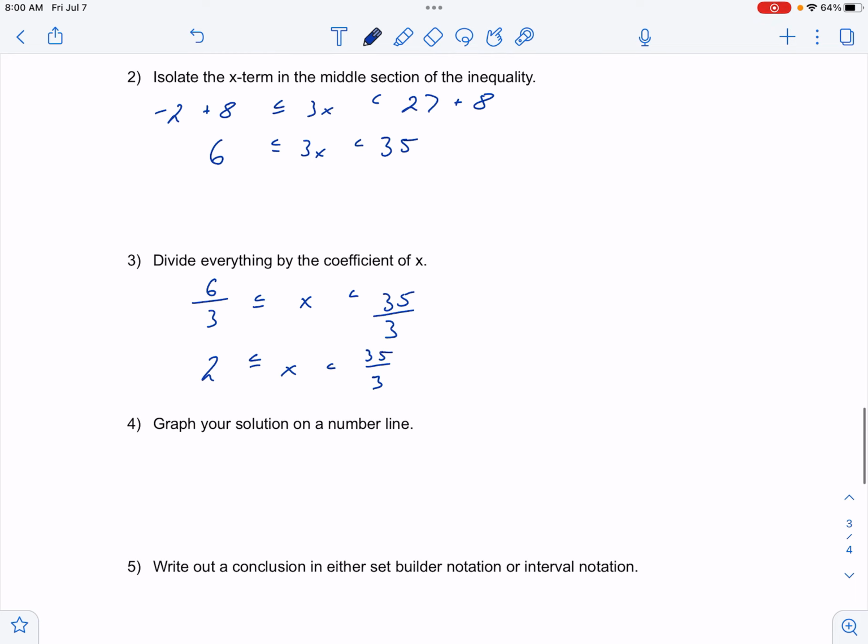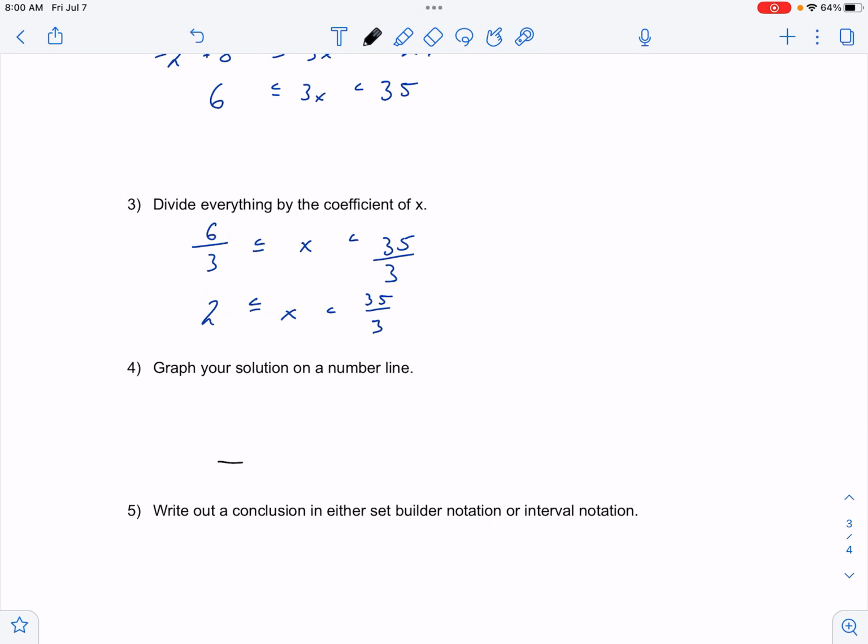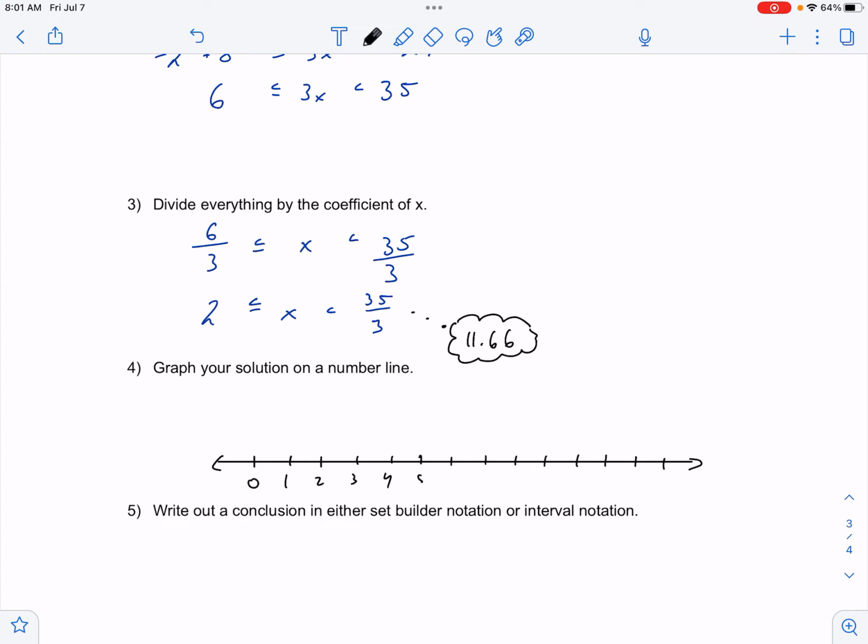Now it's time to graph. We'll put our number line here. We do need some kind of a baseline, so 35 divided by 3 is 11.66, just so we have an idea. Your number line doesn't have to look good or even, it just has to work.